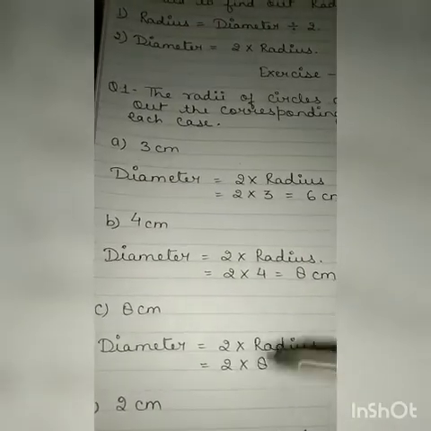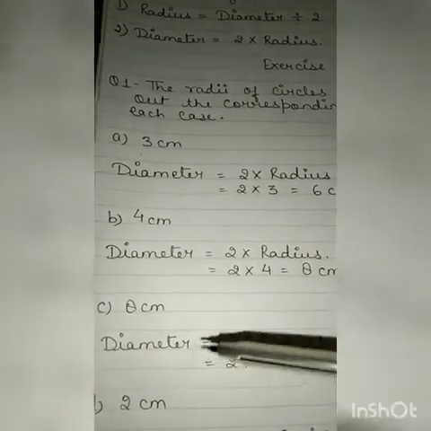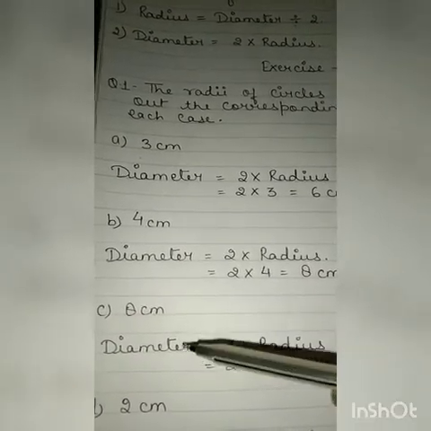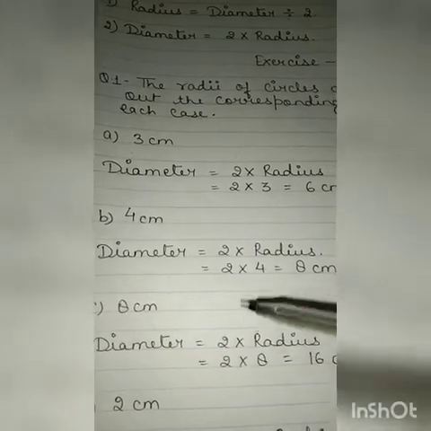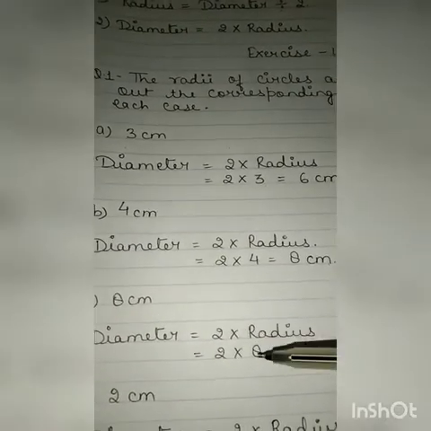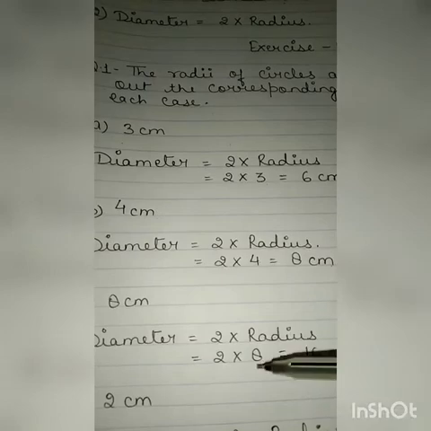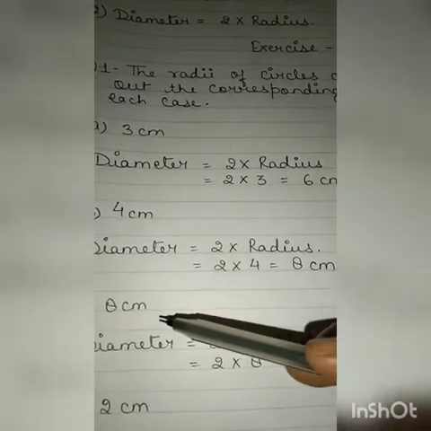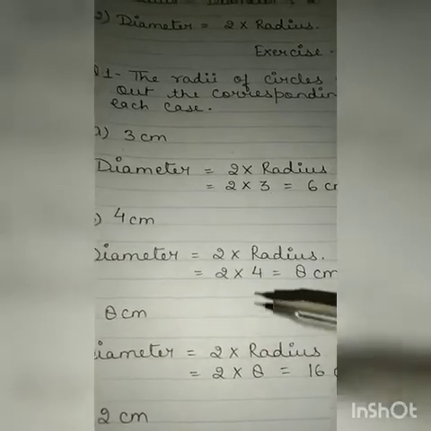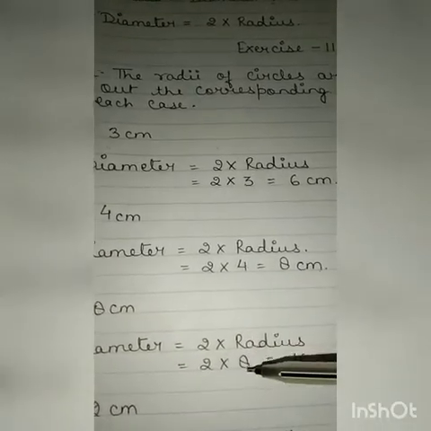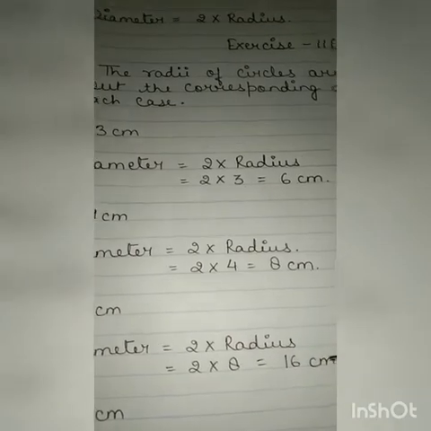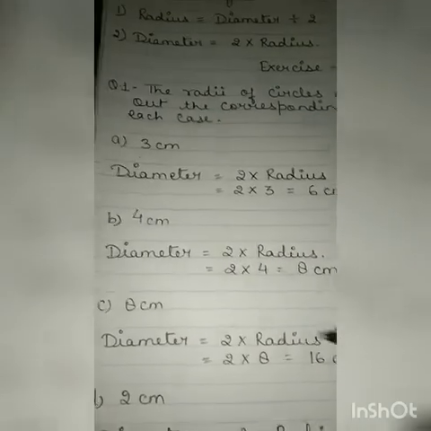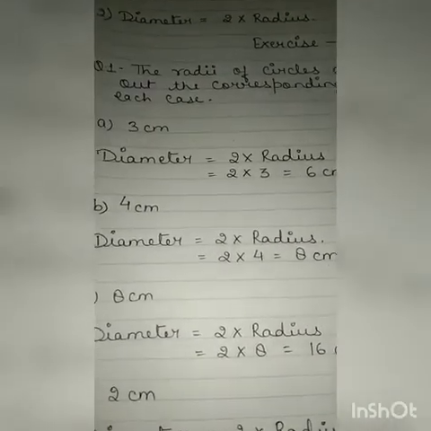Then question number C, 8 centimeter is given. So 8 centimeter is the radius of the circle. You will put the formula again. Diameter is equal to 2 multiplied by radius. Then you will put 8 in place of radius, because 8 is given as radius in the question, and it is given again centimeter. So answer will come also in centimeter only. So 2 multiplied by 8, 2 8s are 16 centimeter. Clear? 2 8s are 16 centimeter is the diameter of question number C.